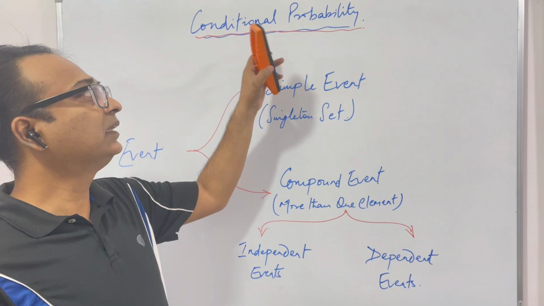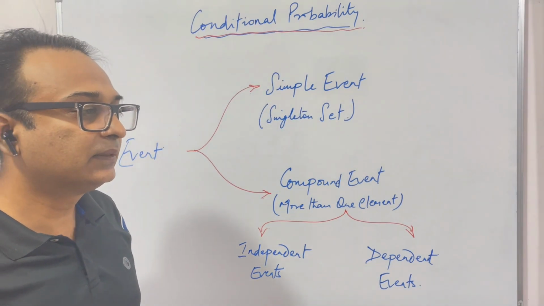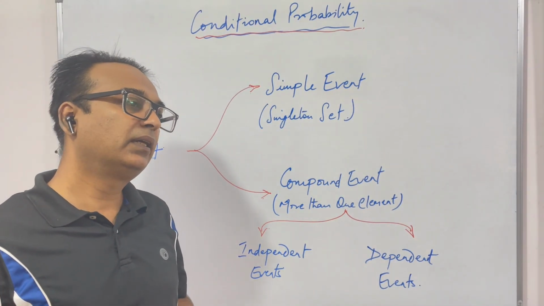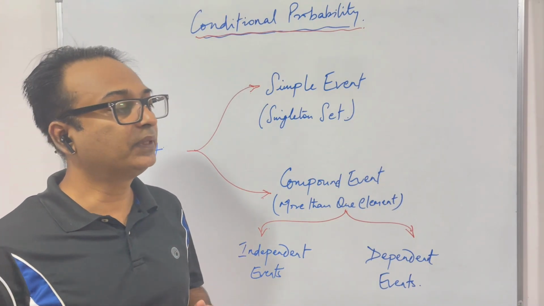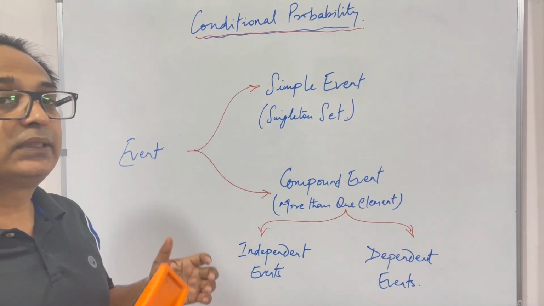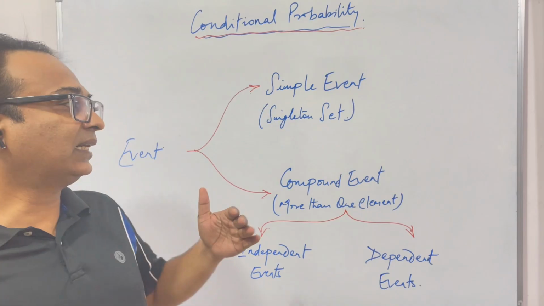We will see conditional probability. That is, what is the probability of B when A has already occurred? Then what is the relation between A and B? So we'll start with event.